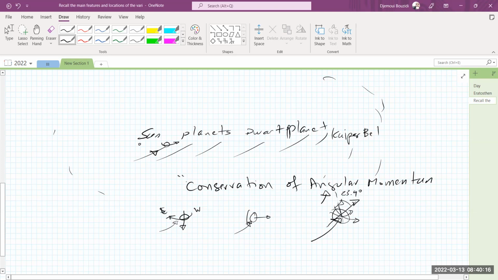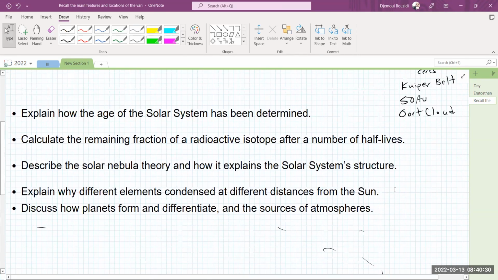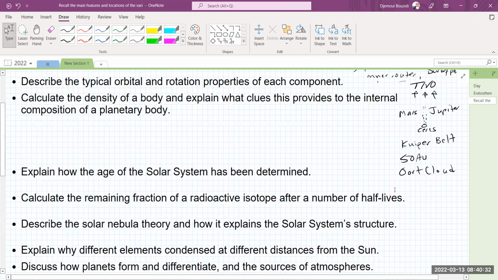And for the most part, all of this motion can be explained with the conservation of angular momentum, except in the event that some early events caused these planets to change their rotation. Okay. So this is another point of this unit that you need to be aware of.